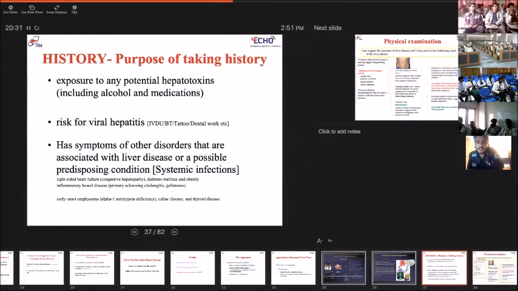So the purpose of taking the history is basically to rule out any risk factor for viral hepatitis, looking for any drugs or toxins, and the symptoms of any other disorder that can be multisystemic and involve the liver, or ruling out any predisposing underlying condition, such as heart disease leading to congestive hepatopathy, underlying diabetes and obesity predisposing to fatty liver disease, and underlying inflammatory bowel disease predisposing to gallstones and primary sclerosing cholangitis, and the presence of lung disorders such as alpha-1 antitrypsin deficiency, and ruling out any malabsorption to look for celiac disease, and hypothyroidism predisposing to fatty liver disease.